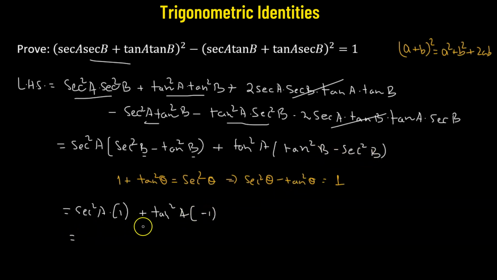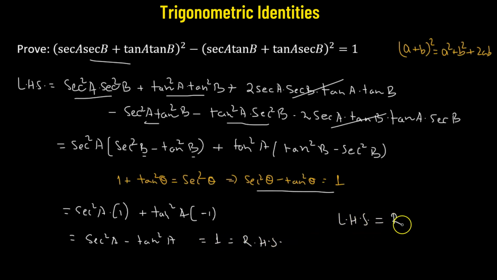This is going to give us secant squared a minus tangent squared a, this value, which, if we apply this particular identity, we're going to get 1, which is the expression on the right hand side. Hence we have successfully shown that the left hand side of the equation is equal to the right hand side. Hence proved.